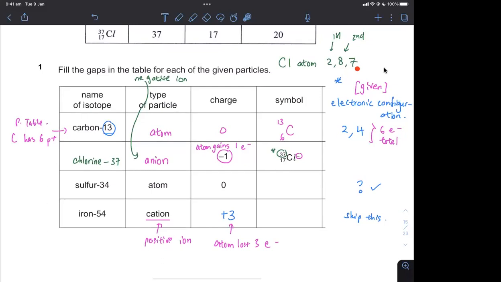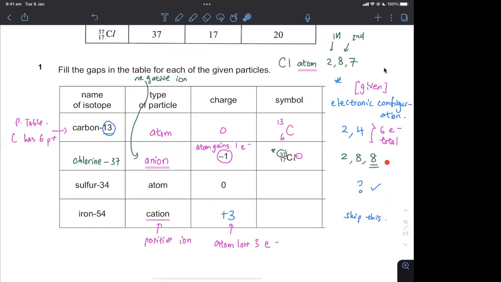They go to the third shell to get to a fully filled outer shell. So the chlorine ion is going to be 2, 8, 8. Okay, focus on that. 2, 8, 7 was the atom. Now what you have is an ion. You have an anion because you gain 1 electron, giving a minus 1 charge. It goes to the third shell. It becomes 2, 8, 8. Fully filled outer shell.